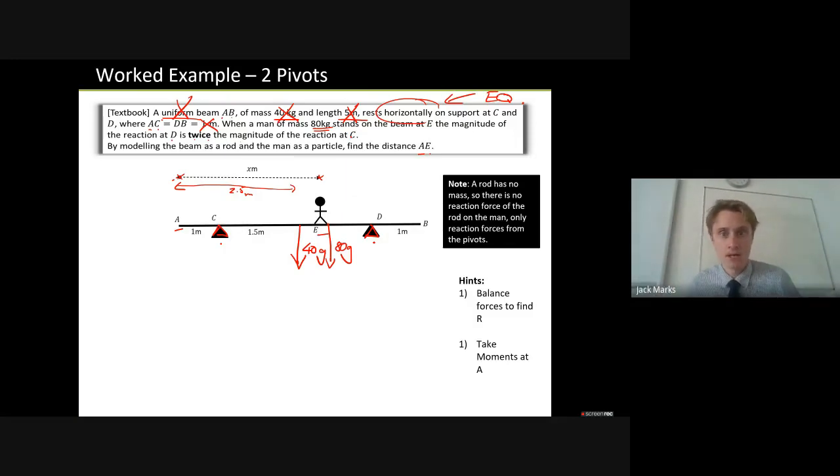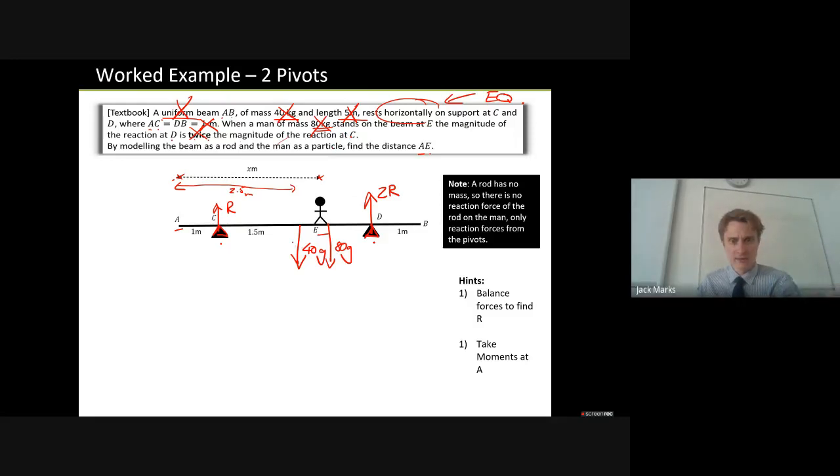Okay. The reaction at D is twice at C. Yeah, because we've got forces down, but where are our forces up? That's twice that one there. That's R then, and that's 2R. Yeah, that's what we want to do. So these are all of the forces up. These are all of the forces down. Have I missed anything? No, I've done that. I've done that.